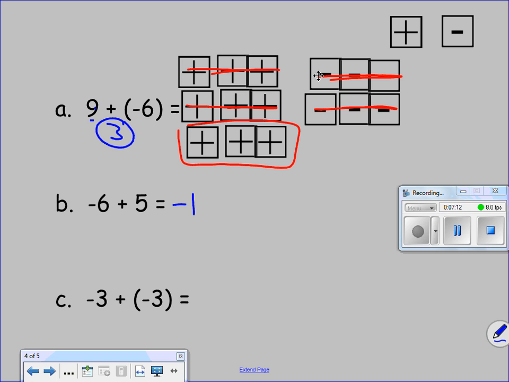And it's pretty simple. You have 5 positives. So if you cross off the 5 positives, you have to cross off 5 negatives, which means you're left with only 1, which would be -1. So take a look at this one down here.